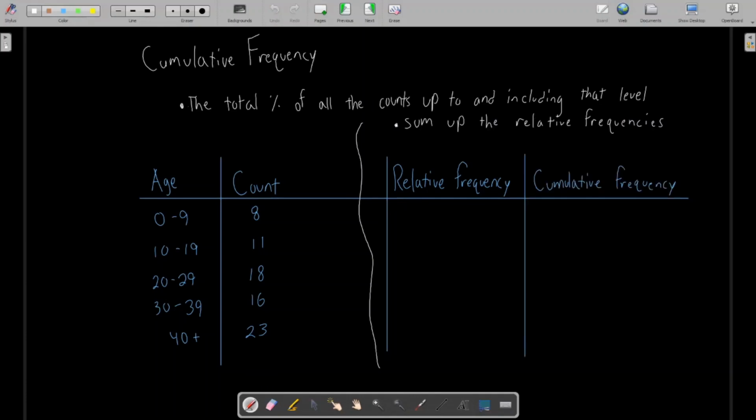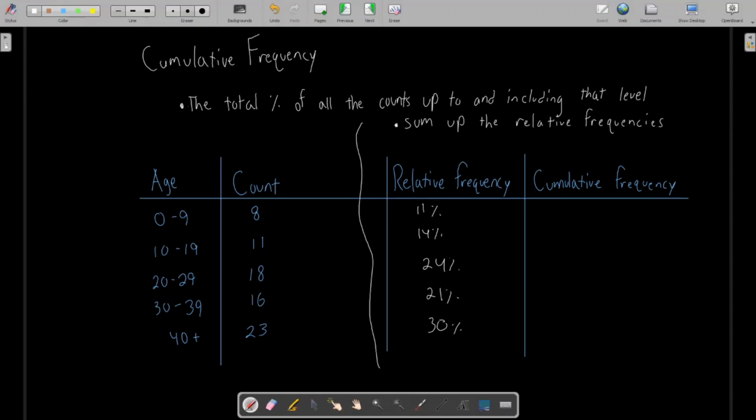And now we can move on to the other type of frequency, cumulative frequency. This is very highly related to relative frequency. Instead of just taking the percentage of one particular category in each group, the cumulative frequency takes all of the counts up to and including that level that we're trying to find the relative frequency of. So let me rewrite the relative frequencies for each of these 5 levels in the data real quick. When we take the cumulative frequency, what we end up doing is summing up all of the previous relative frequencies.